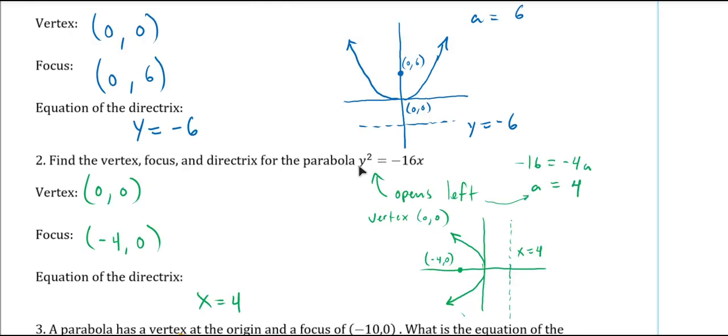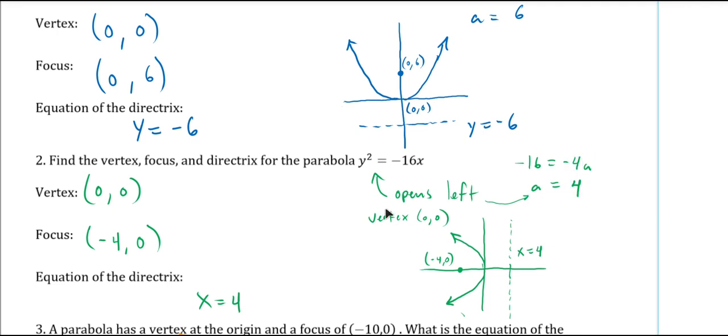The next one gives us an equation, y squared equals minus 16x. Here we have y squared, and x is not squared, so this is opening left or right. And since this leading term is negative, we know that it opens left. Negative 16 is therefore equal to negative 4a, which makes a equal to 4.